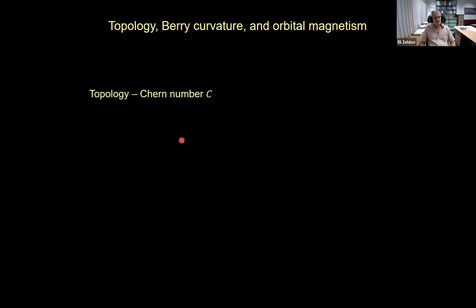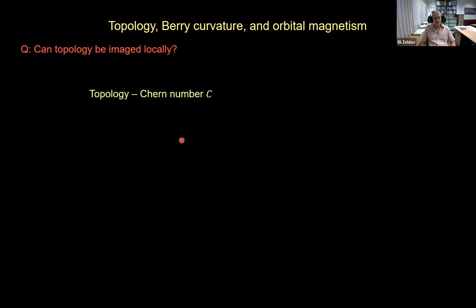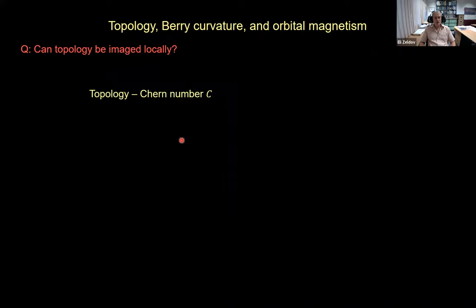I want to pose the following question. Can we image in some way or visualize topology on a local scale? It doesn't sound like a valid or meaningful question because, as I said, we think of topology as a global property and of Chern number as a global topological invariant. And therefore, the question of local topology sounds not very meaningful.